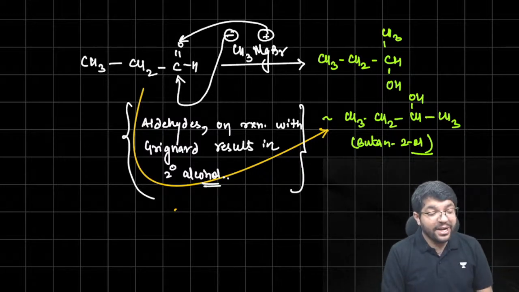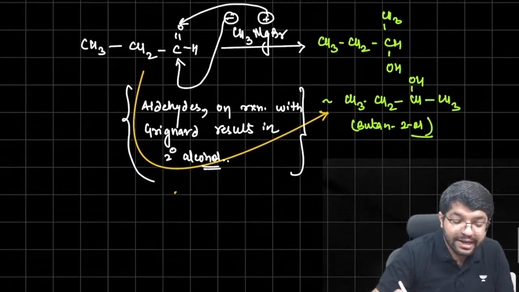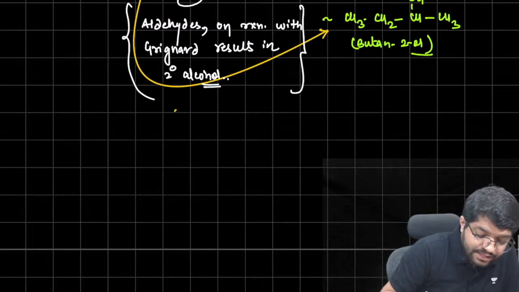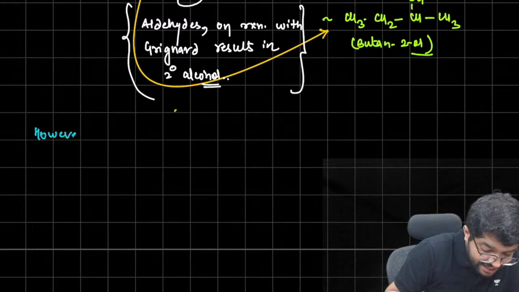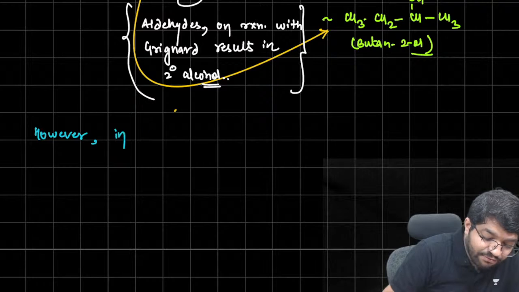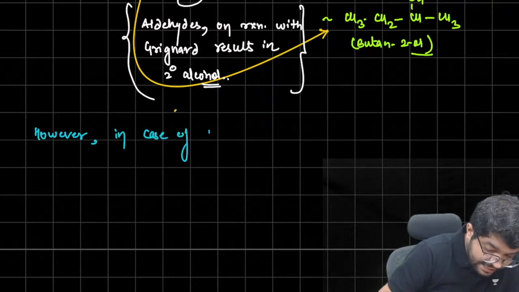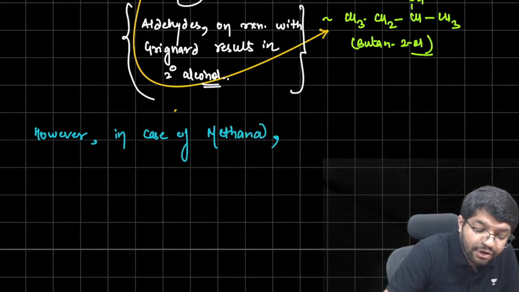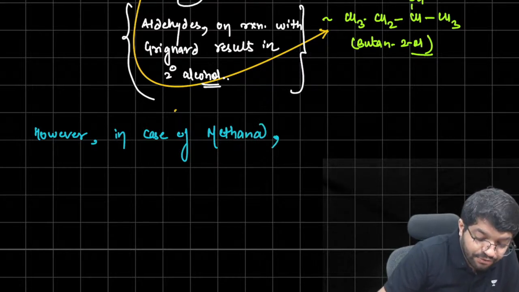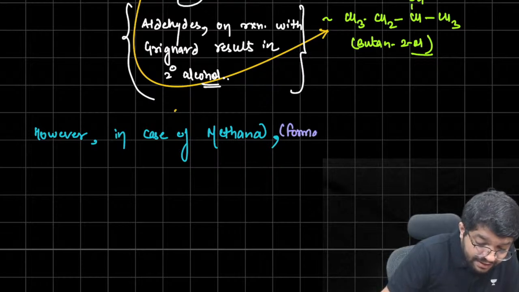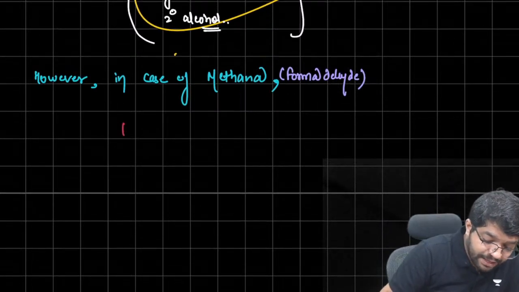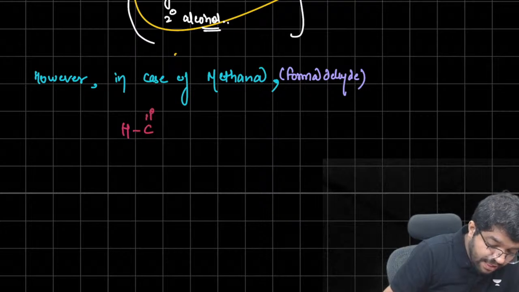However, there is one point which is to be taken here. However, in case of methanal, a specific example of a single carbon aldehyde, also called formaldehyde, how do I define it? It's going to be HCHO.